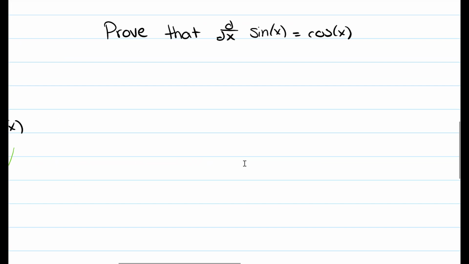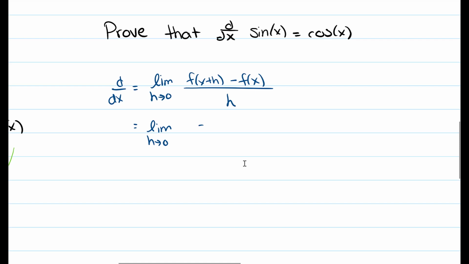And now what I want to do is prove that the derivative of sine of x equals cosine of x, because you don't have to take my word for it or the graph. We can do it algebraically. So recall what the definition of a derivative is. We get that d/dx is equal to the limit as h approaches 0 of f of x plus h minus f of x, all divided by h. And so this becomes the limit as h approaches 0 of sine of x plus h minus sine of x, all over h.